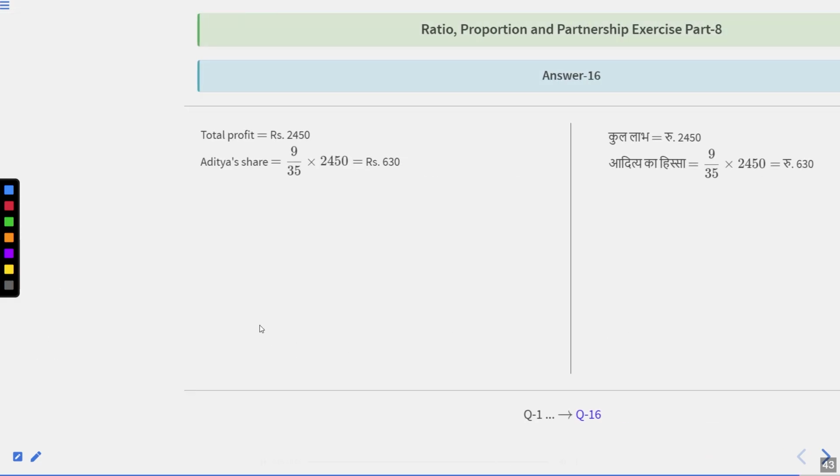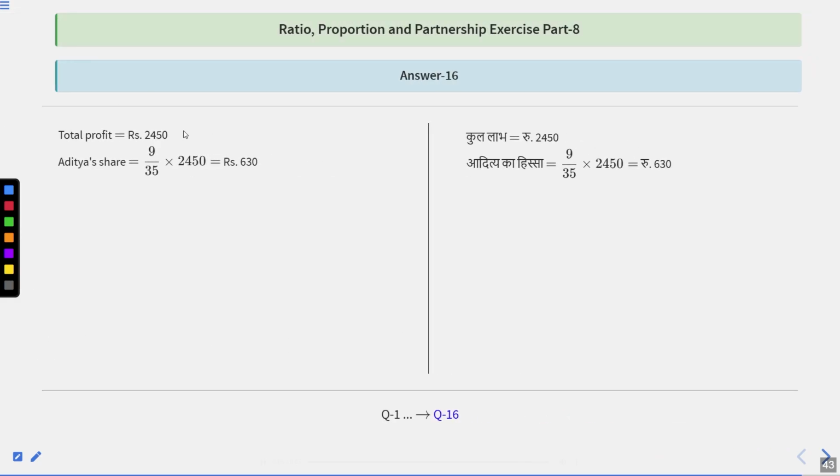Solution to be continued. Now the total profit is 2,450. It is given in the question. So Aditya's share will be 9 by 35. The total of the ratios, when we combine them, is 35. So 9 upon 35 multiplied by 2,450 is 630.